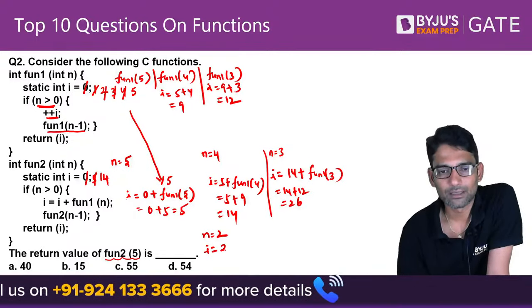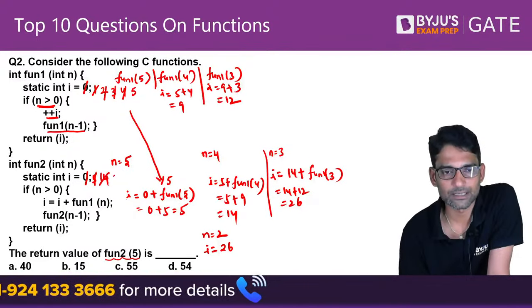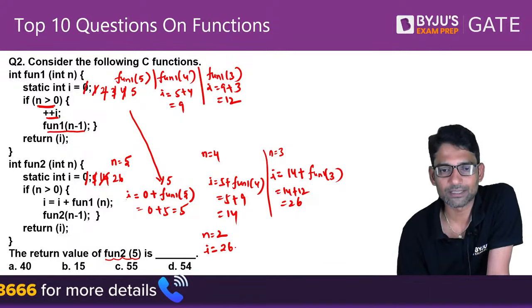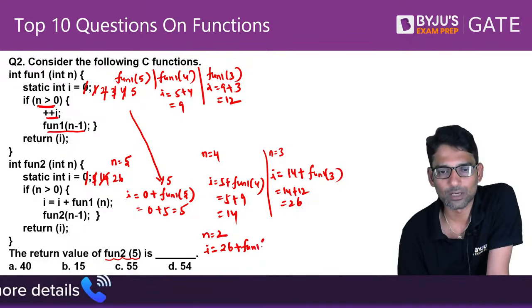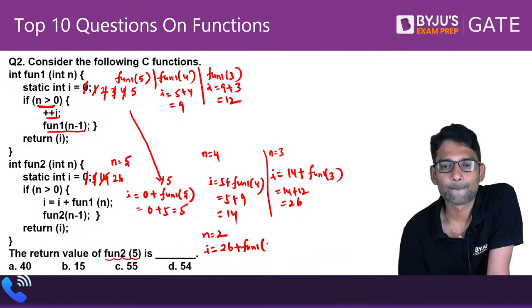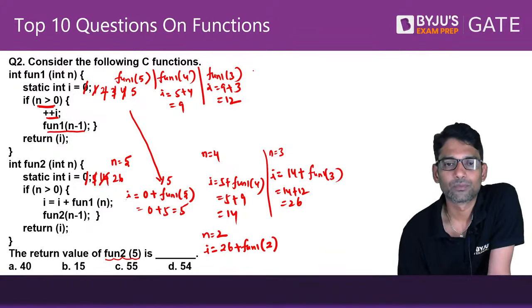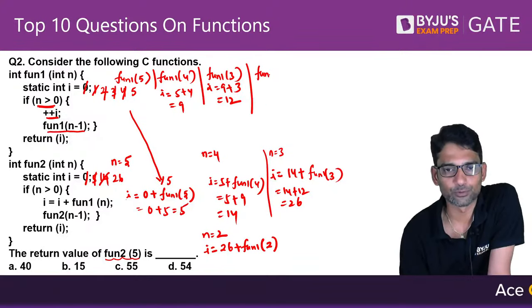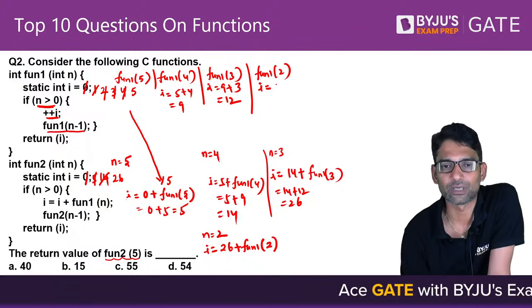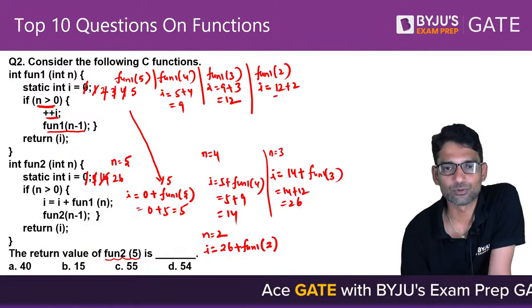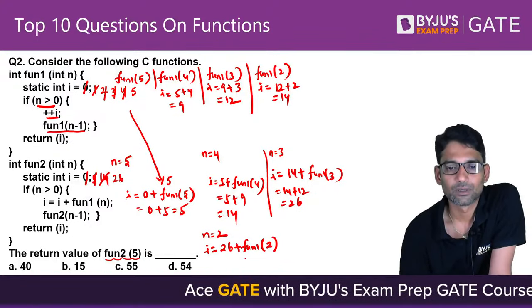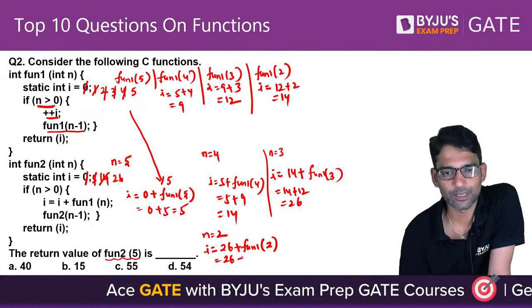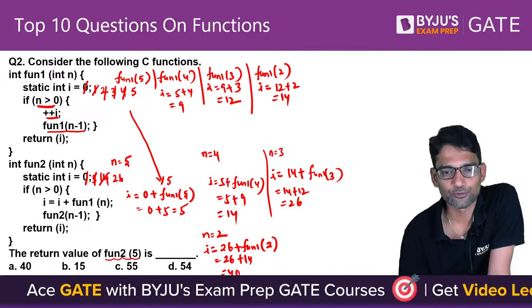I became 26. I becomes 26 plus Fun1 of 2. So what would be Fun1 of 2? I gets incremented by n times, that is 2 times 12 plus 2, 14. So this is 26 plus 14, 40.